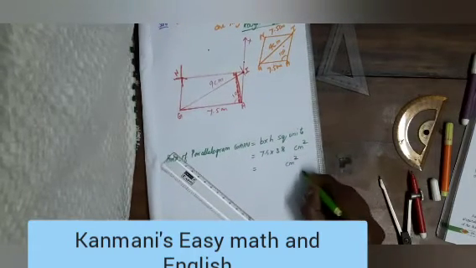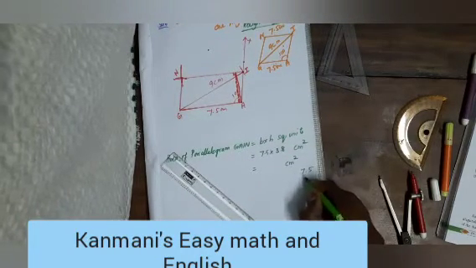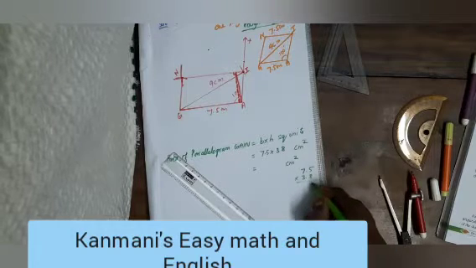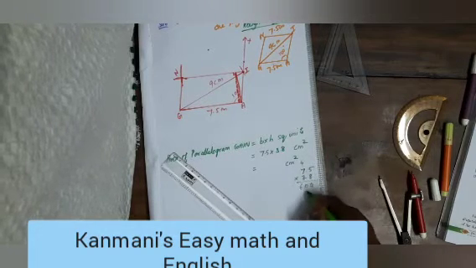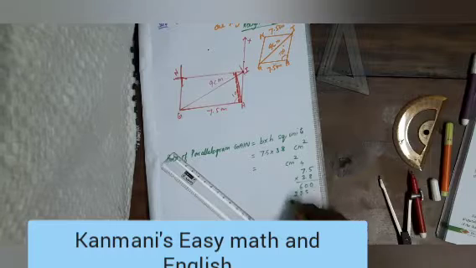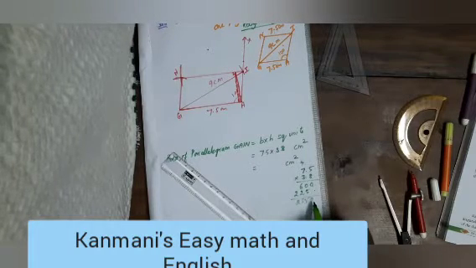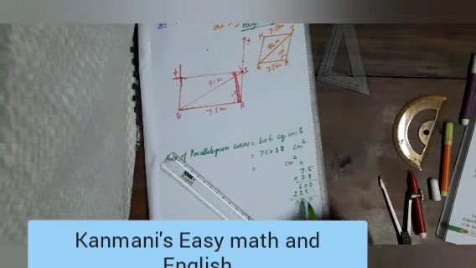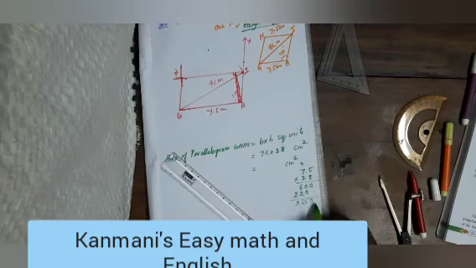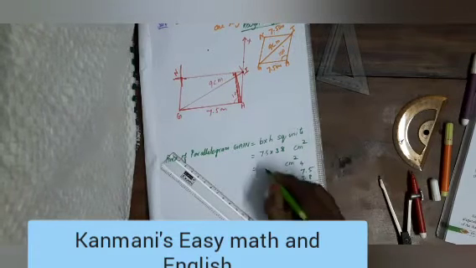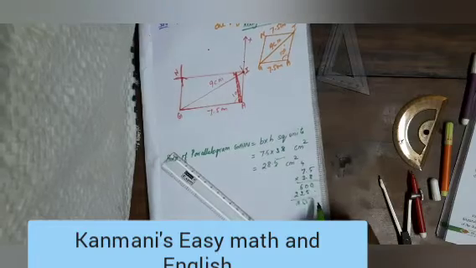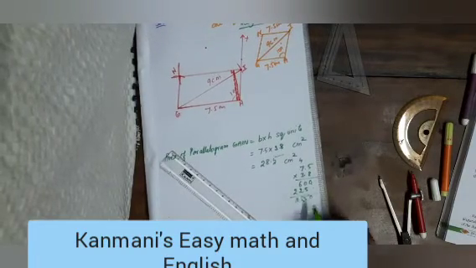We can measure and see whether it is correct or not. Now we shall multiply. We can move 2 places from the right side, because here one digit is there, so we have to move 2 places from the right side. So 28.5 centimeters square. The 0 at the last has no value.